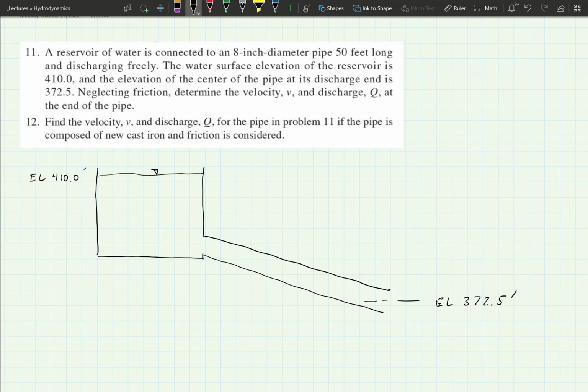All right, let's see what else we got going on here. It's 50 feet, so let's do this first. We got 8-inch diameter, and it's new cast iron. Okay, and we have 50 feet.